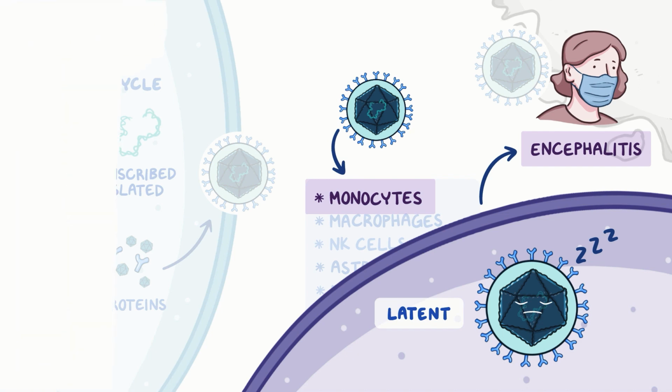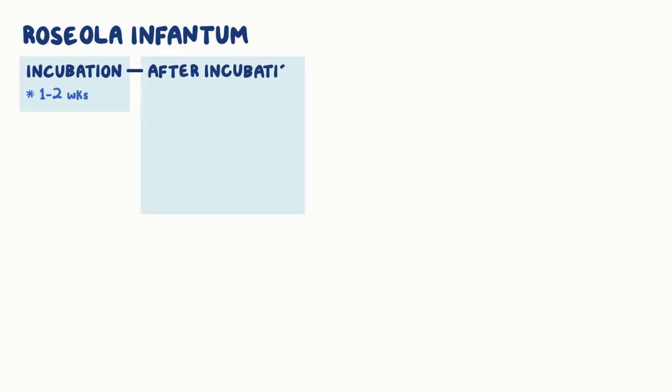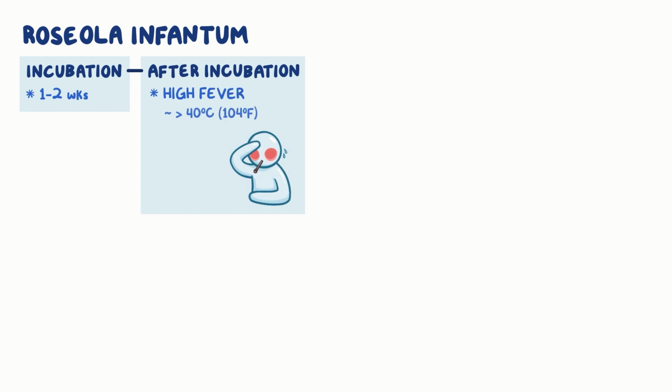Most often, though, HHV6 causes a disease called Roseola infantum, which usually occurs in young children aged between 6 months and 2 years. The disease has an incubation period of 1 to 2 weeks. After the incubation period, the disease debuts with a high fever that may exceed 40 degrees Celsius or 104 degrees Fahrenheit, and usually lasts 3 to 5 days.